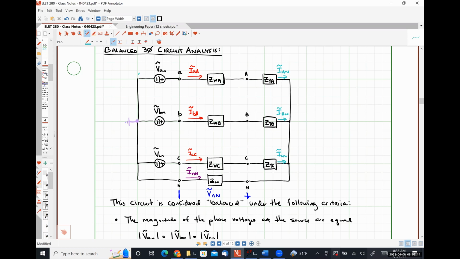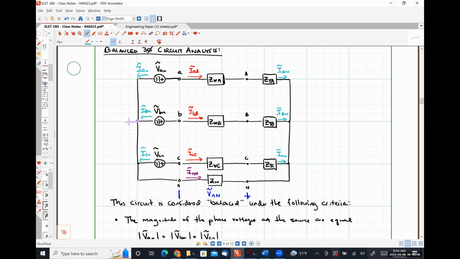What if we looked at the phase currents in our source? How do they relate to our line currents? They're the negative value of the line currents because they're flowing in opposite directions. But that's not going to change their relationships, right? The magnitudes are going to be the same. And we're going to see 120 degrees of phase separation between each one.